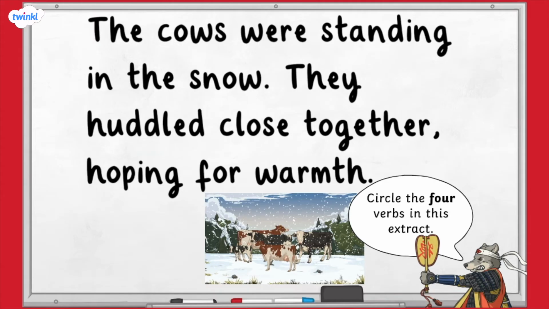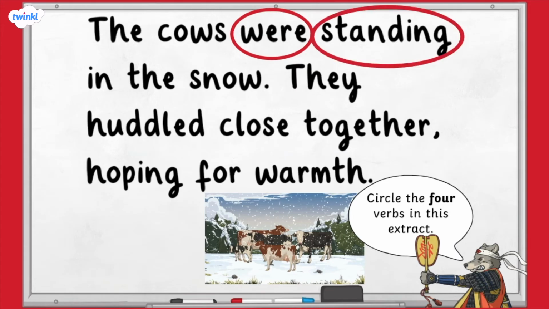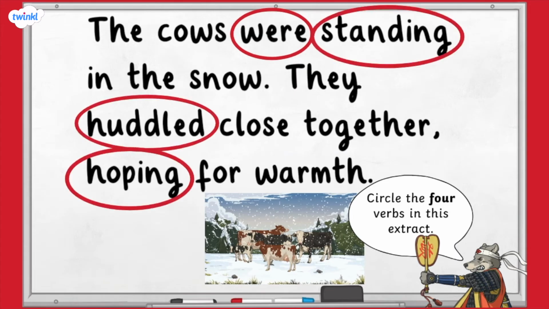Did you spot all four verbs? The four verbs in this extract are were, standing, huddled and hoping. Well done if you managed to find all four verbs.